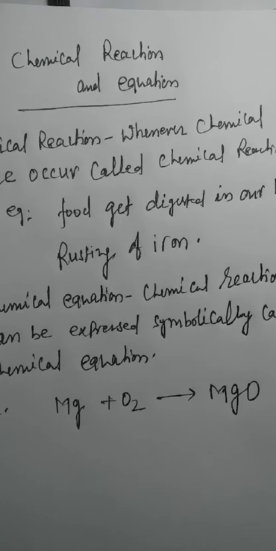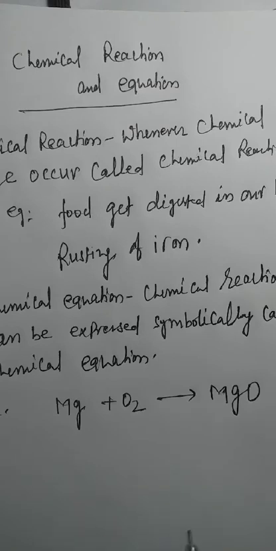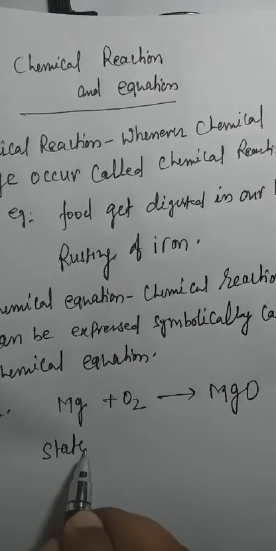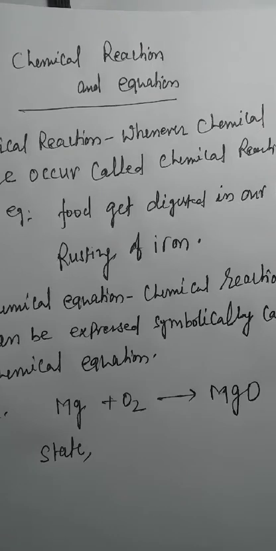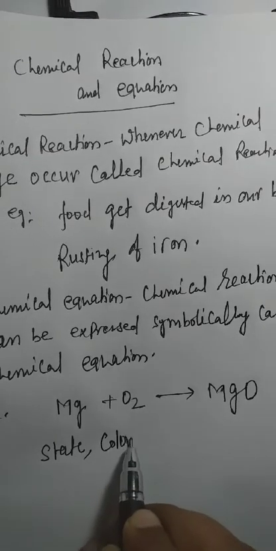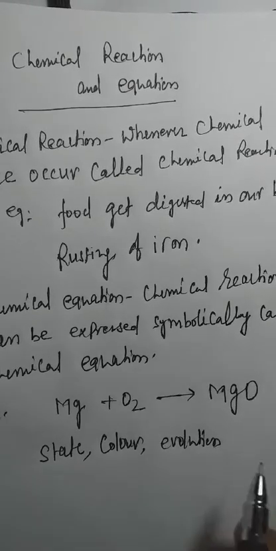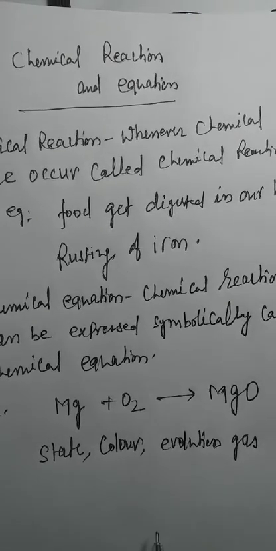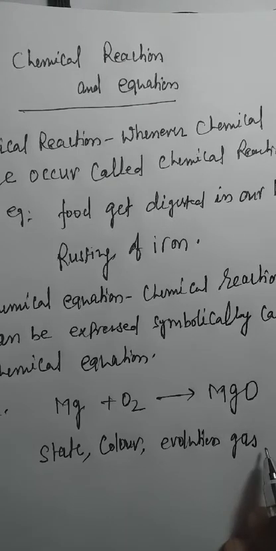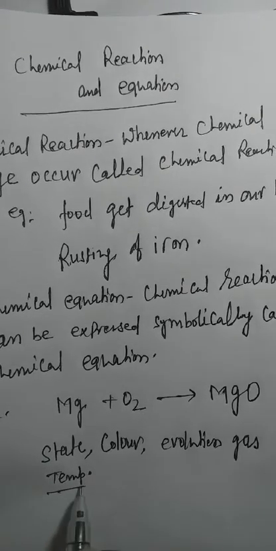So we observe in this, what kind of changes do we find in a chemical reaction? Changes in state, like something in solid state converted to liquid or gaseous, or some color may change. So color, evolution of gas, we may also recognize gas, or we may say a change in temperature also, we conclude here, right?